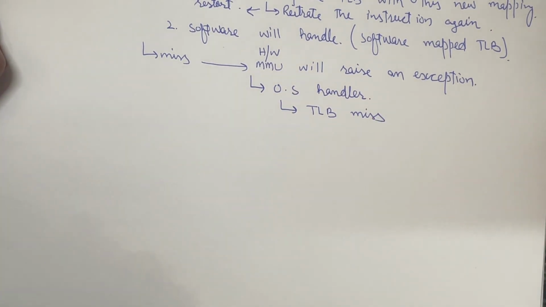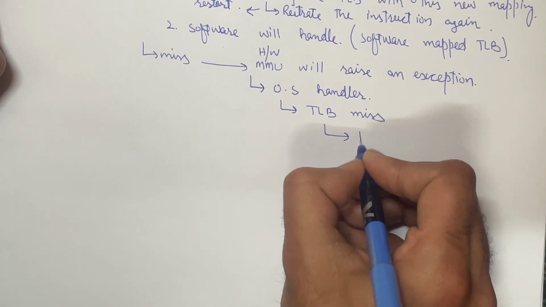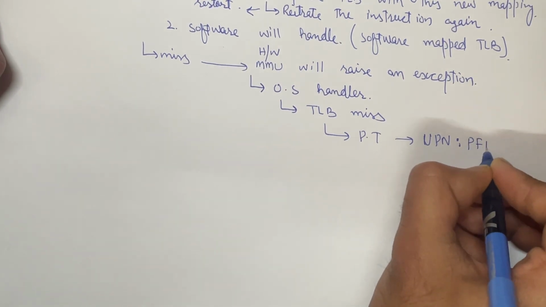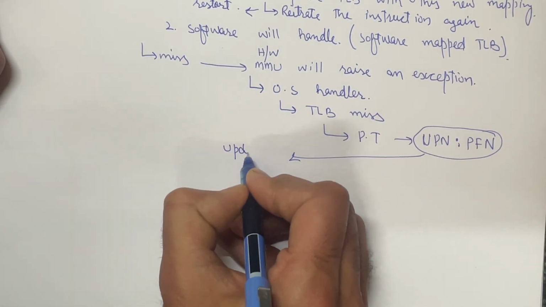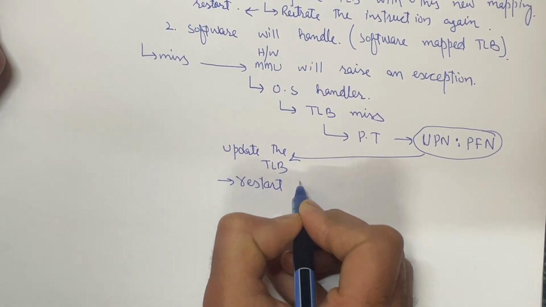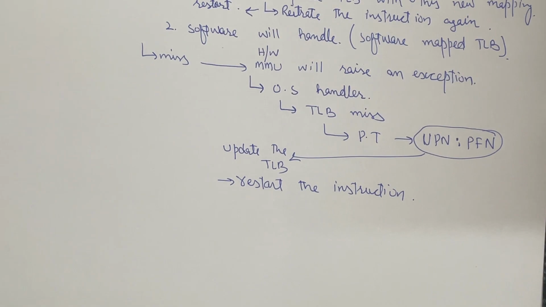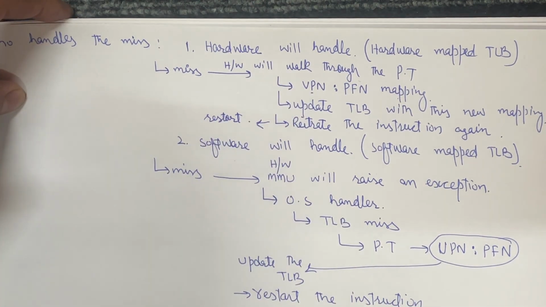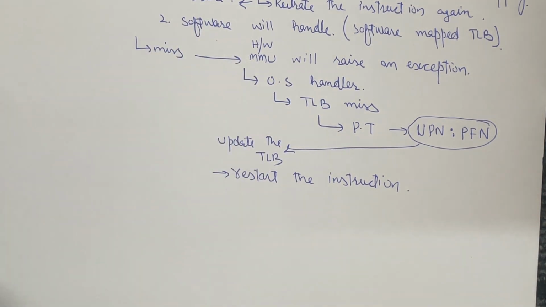This handler that handles the TLB miss accesses the page table and gets the virtual page number to physical frame number mapping. Then using this mapping, it will update the TLB and then it will restart the instruction. So both are clear. In hardware mapped TLB, hardware handles the TLB miss, and in software mapped TLB, software handles the miss.